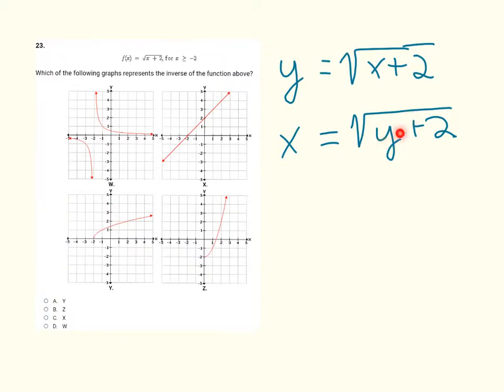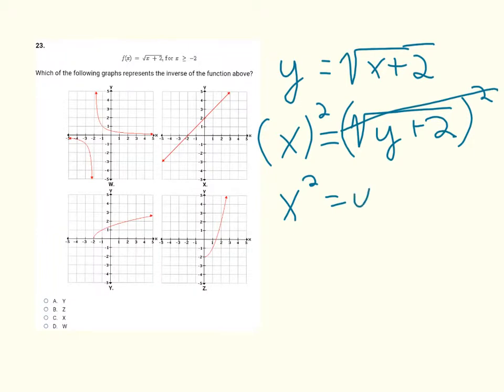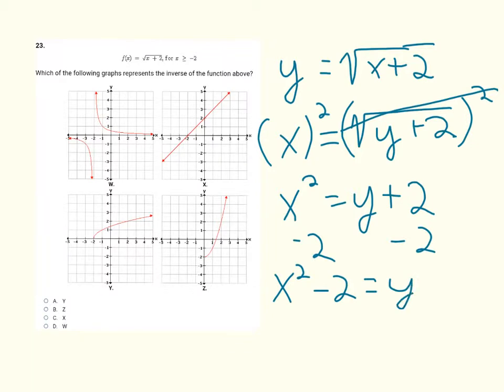Well, y is underneath a square root. So to undo the square root, I'm going to square both sides. And so I have x squared equals, and here the root and the square cancel, and I'm left with just y plus 2. And then I need to subtract 2 from both sides. And then, so I have x squared minus 2 equals y, because those 2's canceled out. And so y is by itself, so now I'm looking for the graph of x squared minus 2.